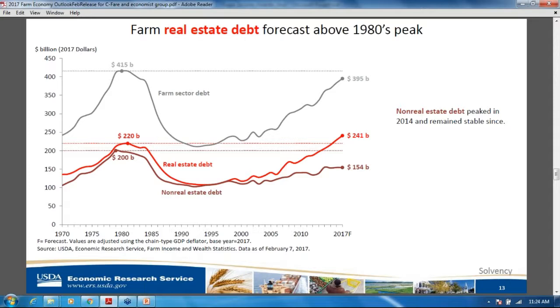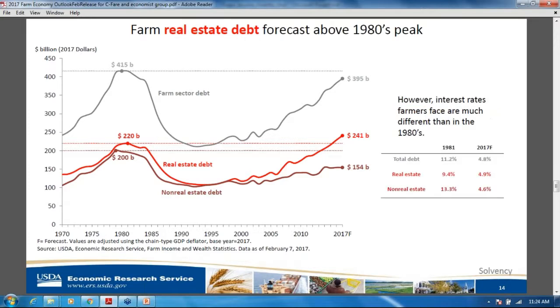Another thing that's important to keep in perspective when comparing today to the 1980s is that interest rates are very different between the two time periods. This might be a little bit tough to see, but the average interest rate for farm debt in 1981 was 11.2%, and today the average interest rate is 4.8%. So the amount of interest that actually has to be paid on this debt is a lot less.